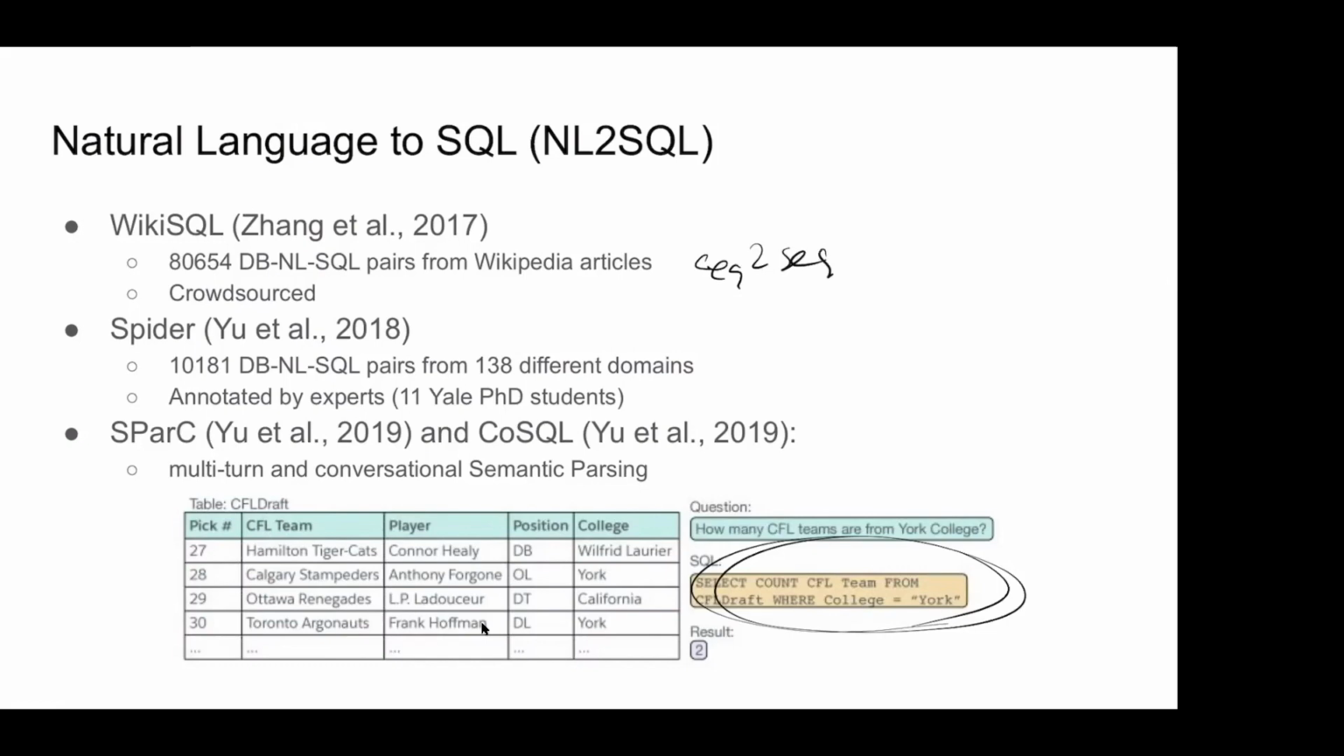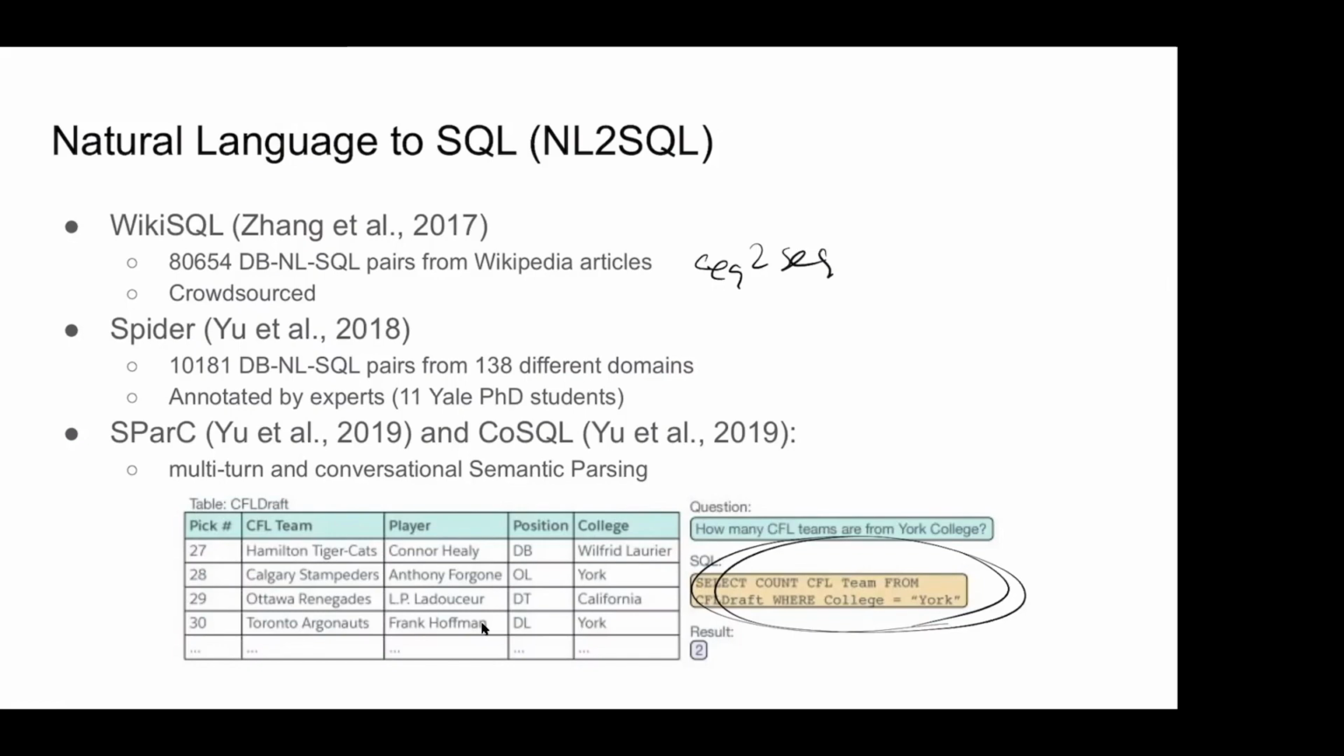And since then, there have been a few notable data sets, namely Spider, SParC, and CoSQL. You can think of Spider as a bit more difficult data set than WikiSQL in that they collected data not from the crowd workers who are non-experts, but they used Yale's PhD students, 11 students who are expert at SQL, to create these 10,000 pairs. And they're very high quality in that sense because it's annotated by the experts, not the non-experts from the crowdsourcing company.